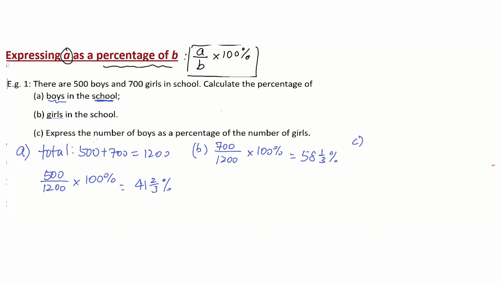Now moving on to part C, number of boys as a percentage of the number of girls. Right, so please bear in mind over here, I should have a fraction, number of boys and number of girls. Number of girls should be in the denominator and the number of boys should be in the numerator. Multiply by 100% and that should give us 71 and 3/7%. So there you have it. Please jot this down before we move on to the next example.